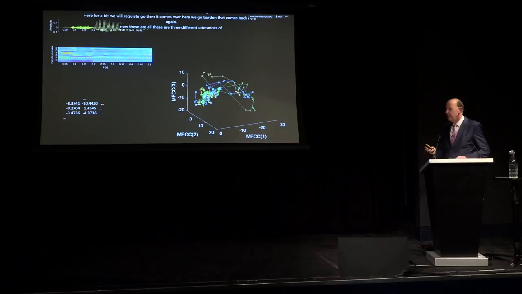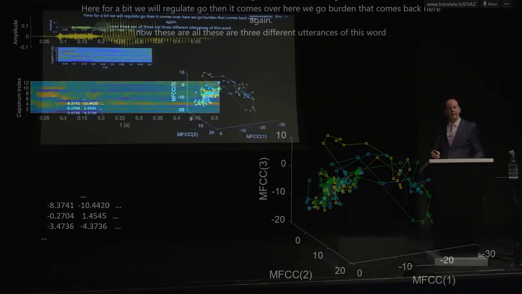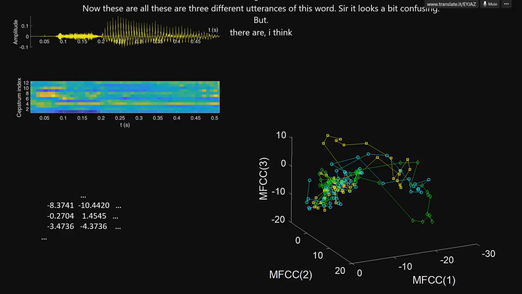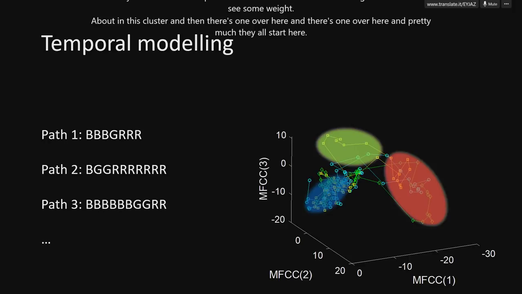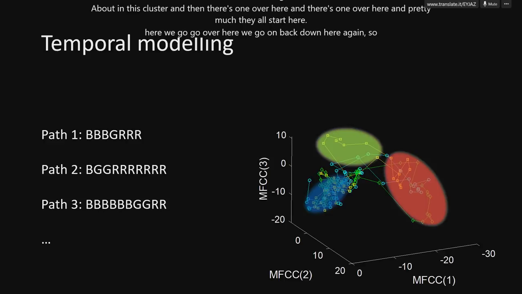And it looks a bit confusing, but there are, I think, some interesting observations that you can make already. And I've sort of drawn them out here. To my mind, there's some separate clusters. There's a cluster of things here, and we can see some wiggling about in this cluster. And then there's one over here, and there's one over here. And pretty much they all start here, go over here, wiggle, wiggle, wiggle, go over here, wiggle, wiggle, and back down here again. So the word sir, you can think of as this wiggling around these little clusters.